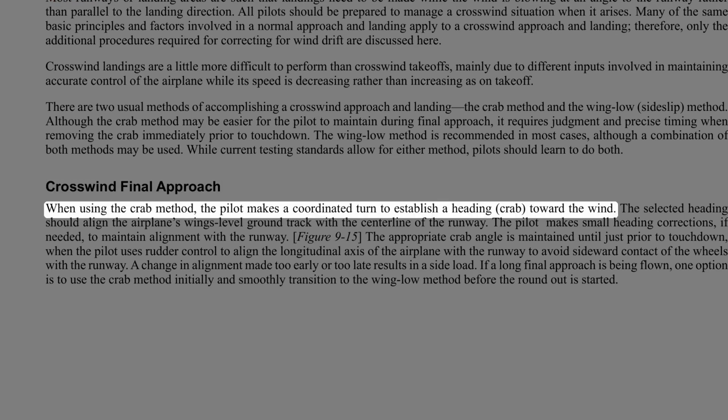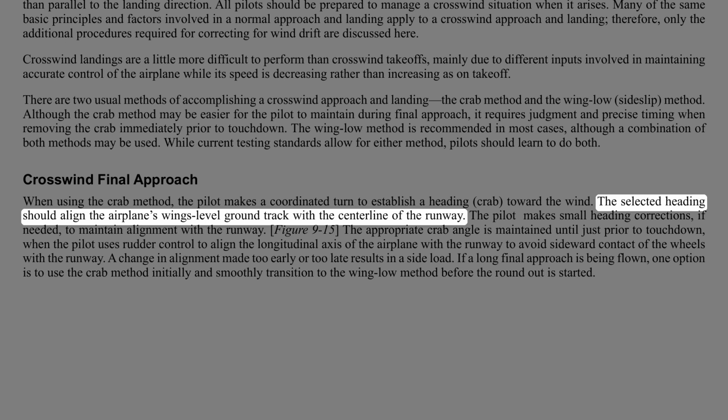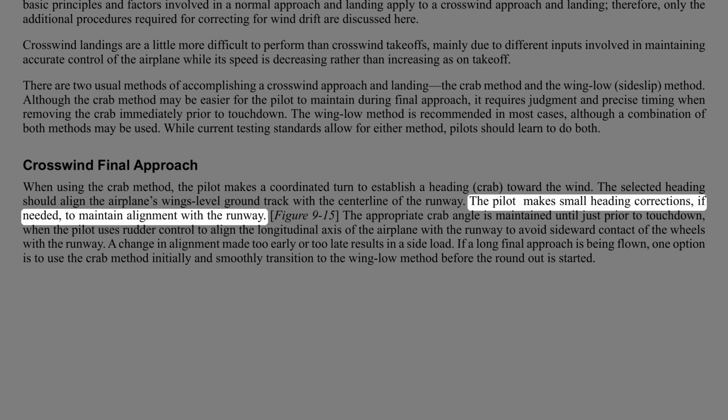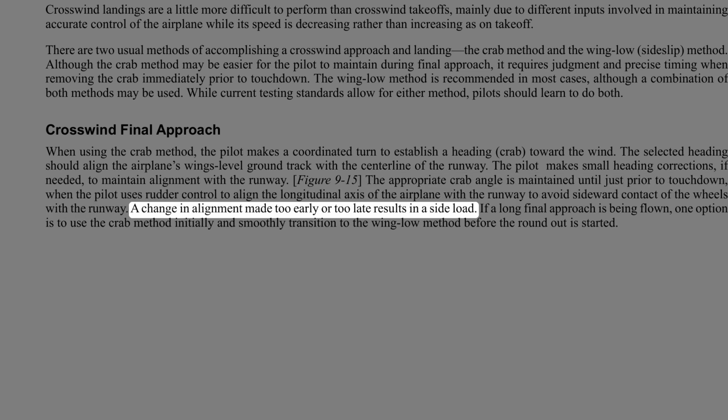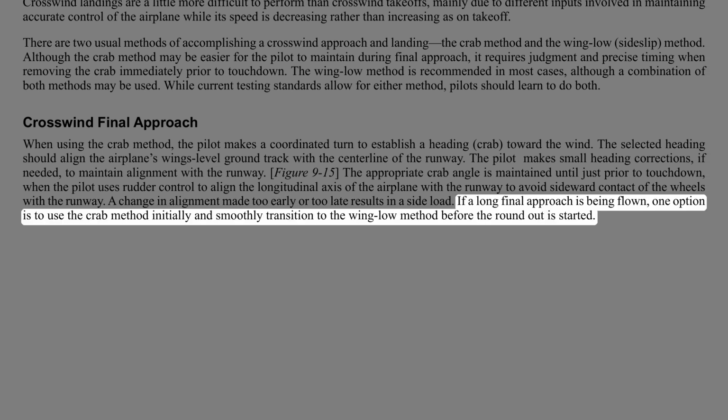Crosswind final approach. When using the crab method, the pilot makes a coordinated turn to establish a heading, crab, toward the wind. The selected heading should align the airplane's wings level ground track with the centerline of the runway. The pilot makes small heading corrections, if needed, to maintain alignment with the runway. The appropriate crab angle is maintained until just prior to touchdown, when the pilot uses rudder control to align the longitudinal axis of the airplane with the runway to avoid sideward contact of the wheels with the runway. A change in alignment made too early or too late results in a side load. If a long final approach is being flown, one option is to use the crab method initially and smoothly transition to the wing-low method before the round out is started.